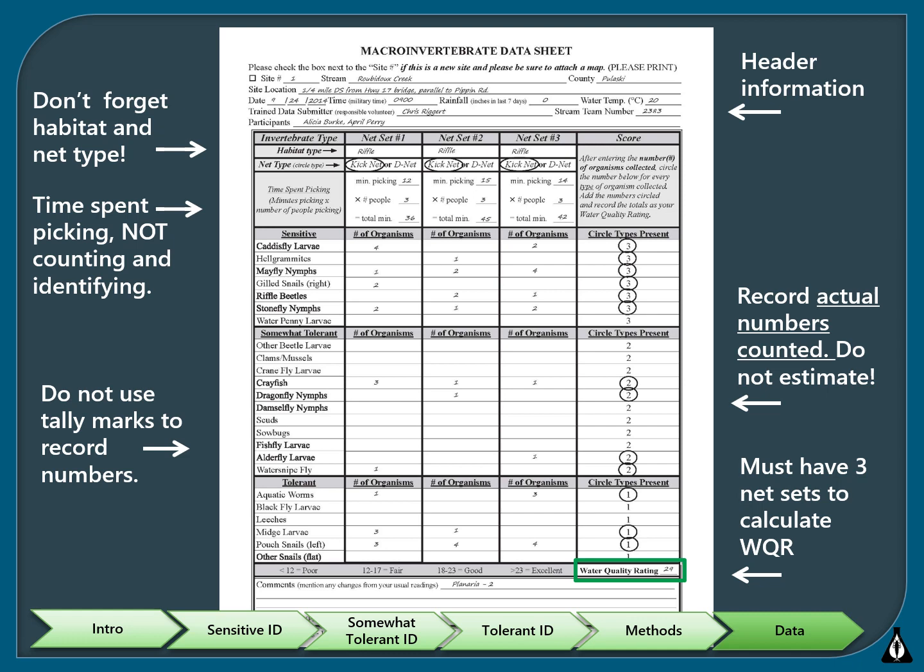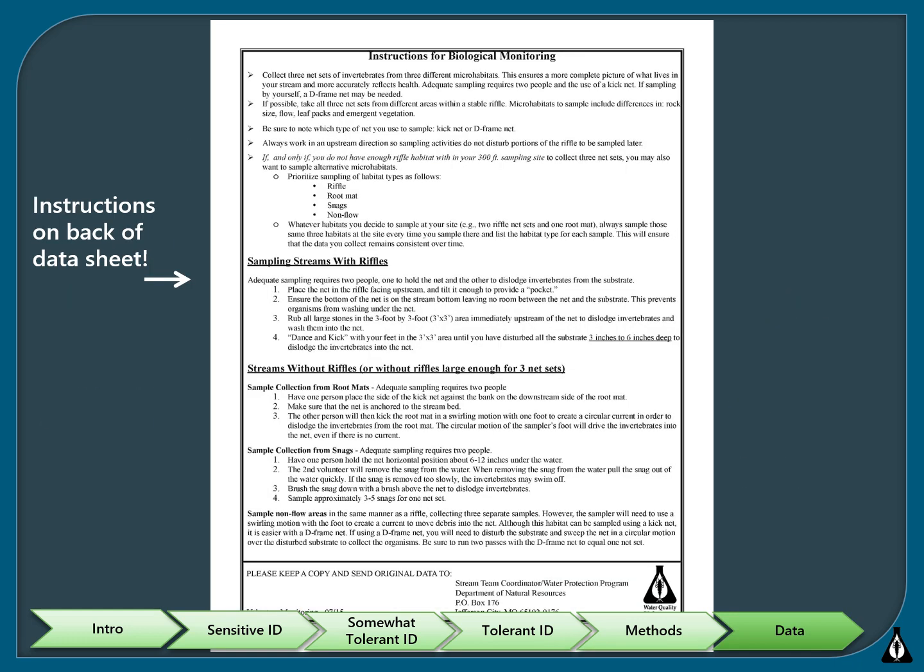A score of less than 12 can indicate poor water quality conditions. 12 to 17 is fair, 18 to 23 is good, and greater than 23 indicates excellent water quality. Instructions and tips can be found on the back side of the datasheet if you feel lost.